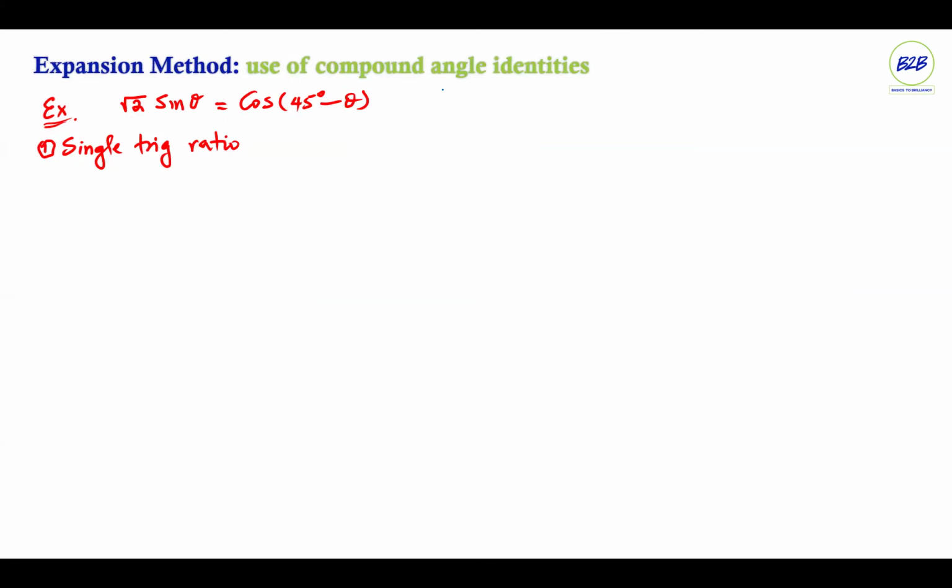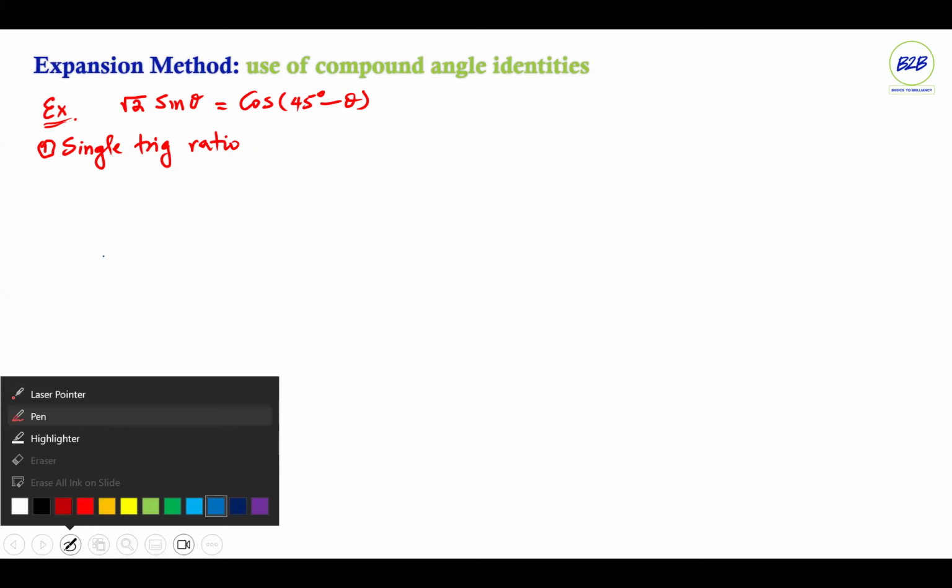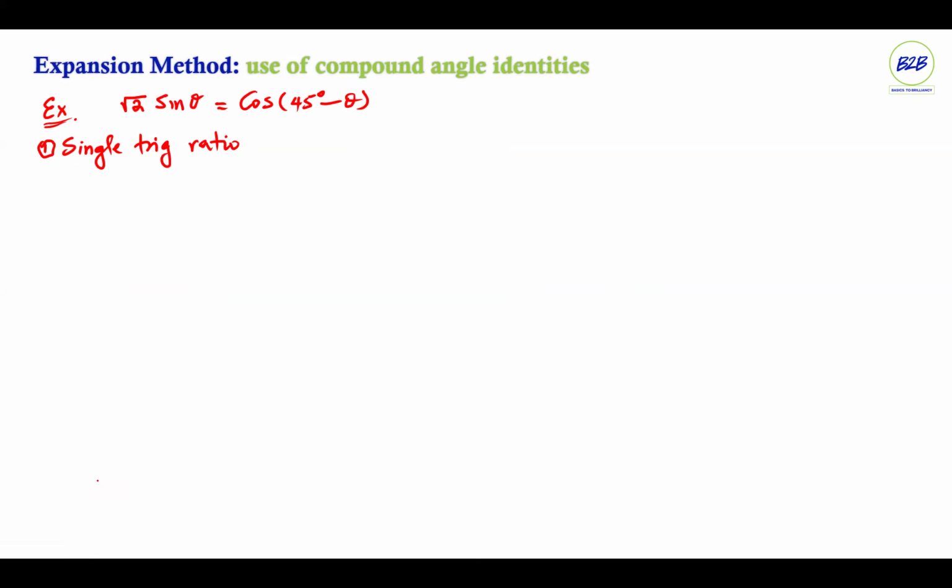Before we go to the next problem, let me introduce another method for achieving the first step, which is the single trigonometric ratio step. How do we achieve that? So in this question, we have root of 2 times sine theta is equal to cos of 45 degrees minus theta.